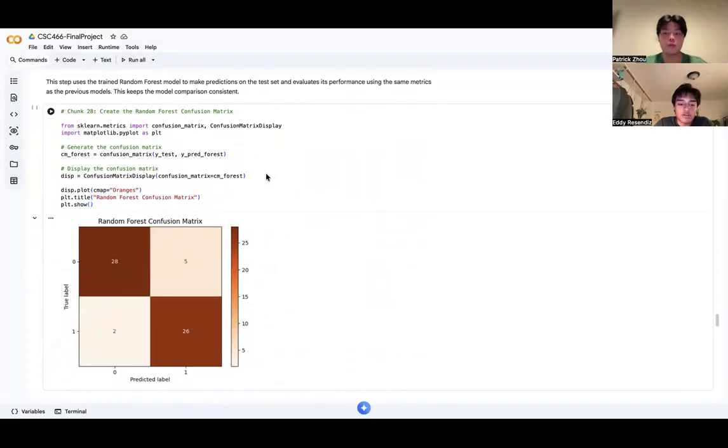And what this chunk of the code is doing is it creates the confusion matrix using the random forest predictions, and it displays the matrix as a heat map, as with our previous models. It shows the true positives, the true negatives, the false positives, and the false negatives.